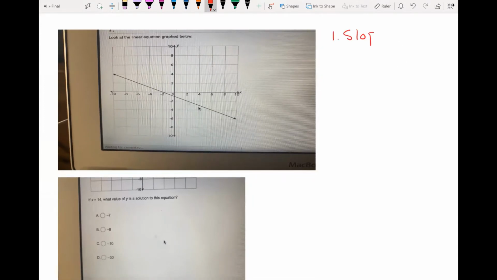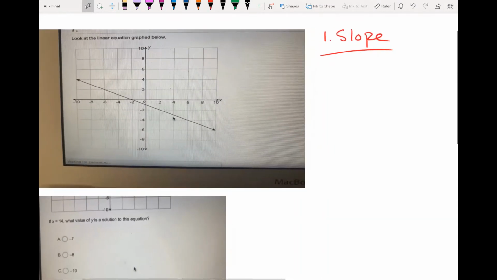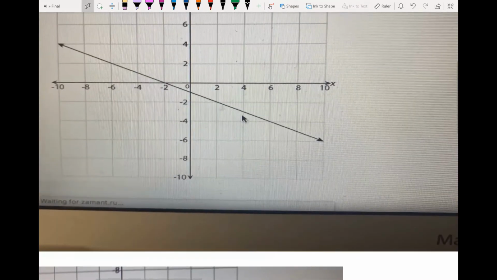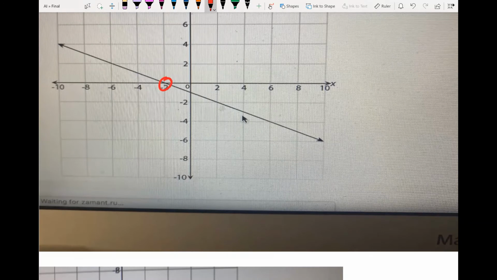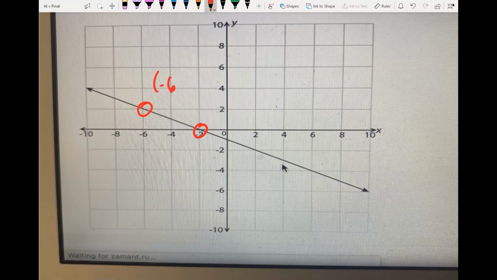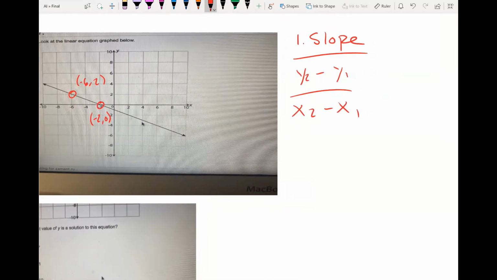Slope. Let's find it. The way I do it is y2 minus y1 over x2 minus x1. So I'm going to find 2 points that look good. Found one right here. Found one right here. The coordinates for this are -6, 2. Coordinates for this, -2, 0. We're going to sub that in. I'm going to keep it red.